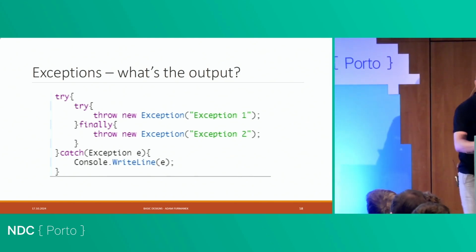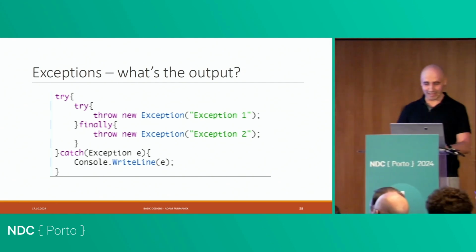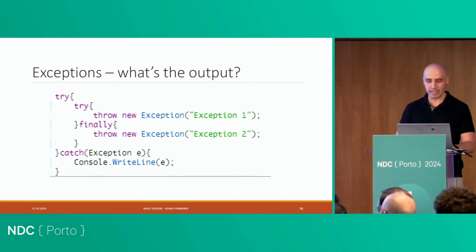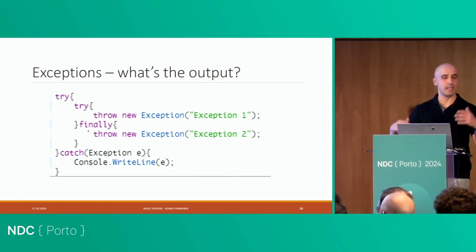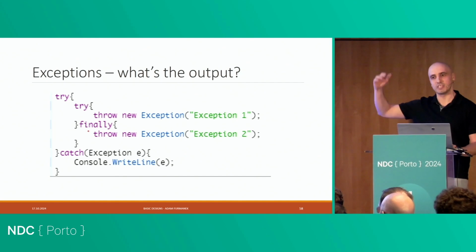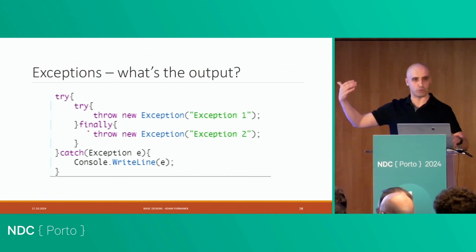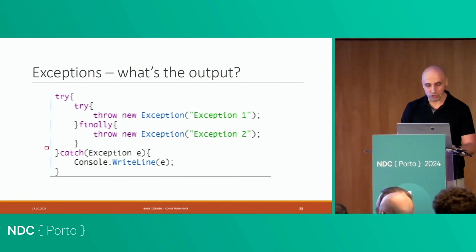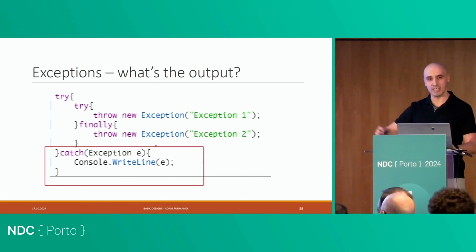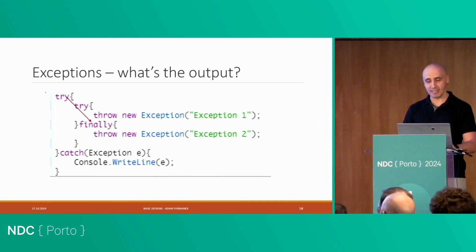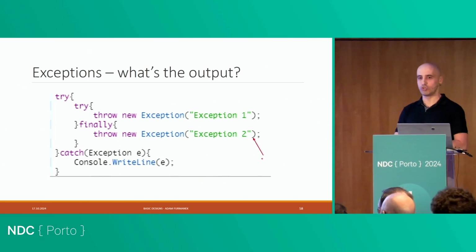So we have try, then we have finally, and we catch some exceptions. In the try block, we throw exception 1. Then we would like to handle this exception. So we start analyzing the code with the two-pass exception system, and we notice there is a catch handler. So we should handle this exception, right? So we start unwinding the stack. And then in the finally block, we throw exception 2.